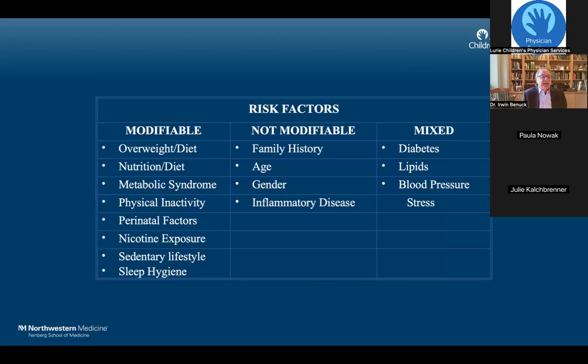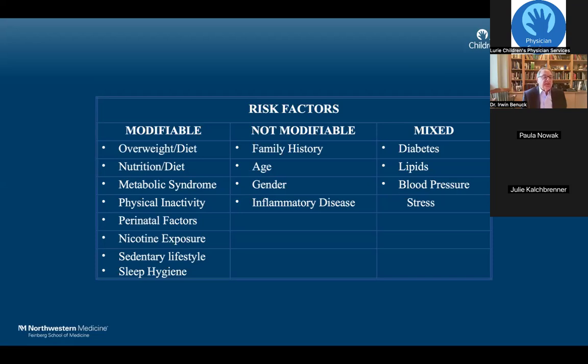Next slide. I was fortunate to be on the task force with the NHLBI, looking at risk factors for cardiovascular diseases. We came up with 14 at the time, but actually there were two more that I added to this, and one is sleep hygiene, and the other one is stress. We're now realizing that sleep hygiene is really important. That fits under the modifiable risk factors.